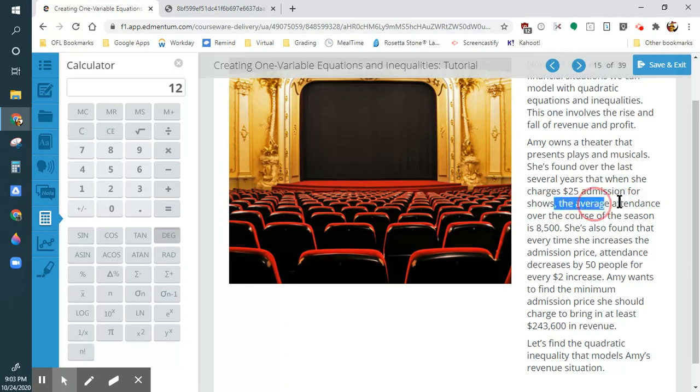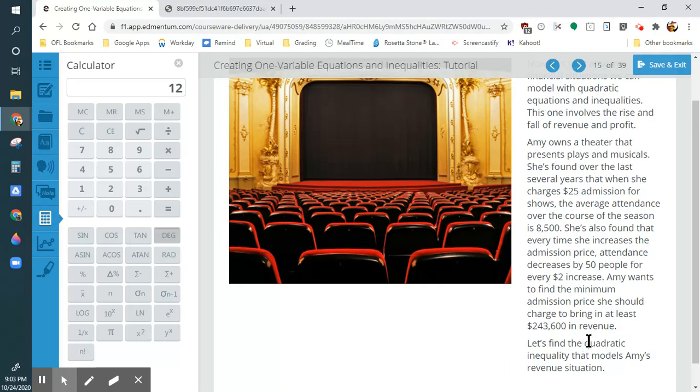The average attendance is this. So this is her average attendance. She also found that every time she increases the ticket prices, it decreases by 20 people. Amy wants to find the minimum admission price that she would need to charge to receive that.